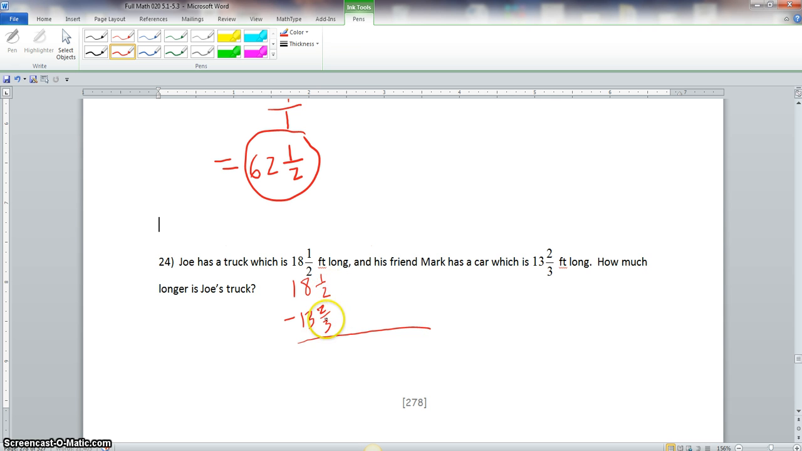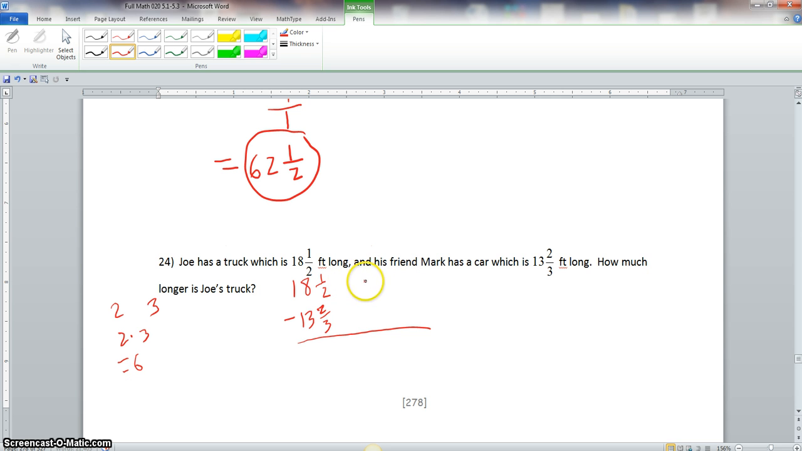Now we have to find the common denominator. And what's good about this problem is both our denominators are already prime. So we know in order to get the common denominator, we multiply them together because 2 is prime and 3 is prime. So we multiply them together and our common denominator is 6.